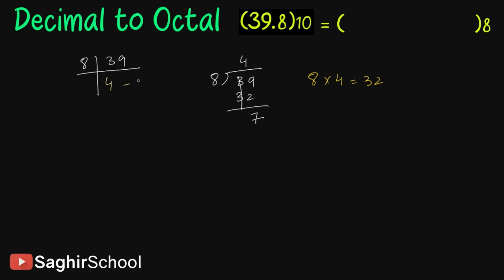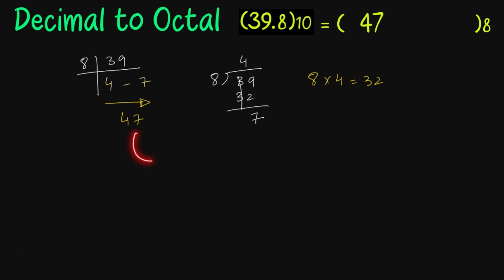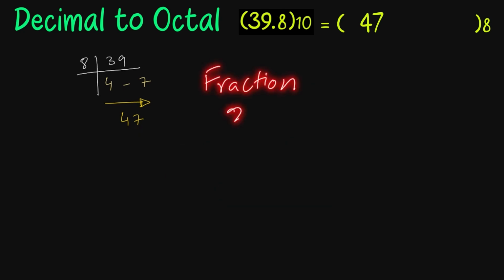We will put 4 and 7 in the solution table, and this is where these numbers come from. So the octal number of 39 in decimal is 47. We have solved the first part, the whole part. Now we will solve the fraction. From 39.8 we have solved the whole part. Now it's the turn of the fraction part to be solved.